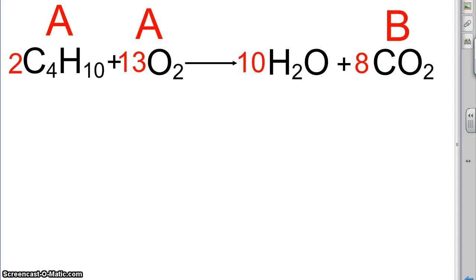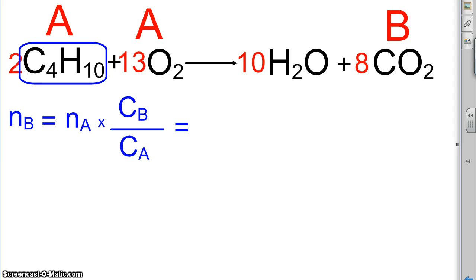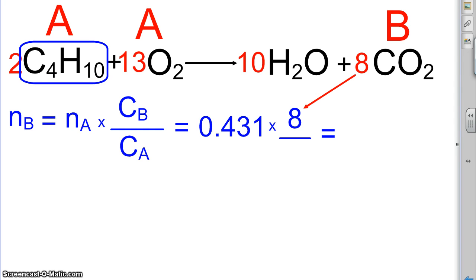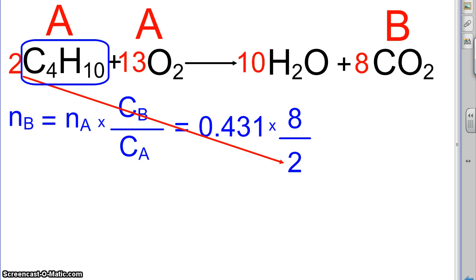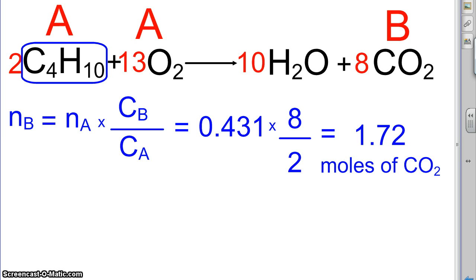So let's do this. Let's do butane first. So butane's highlighted there. There's our formula for moles of B. We're going to take moles of A times the coefficient ratio. So moles of A is 0.431. We just calculated that. The coefficient of B is 8. So we're going to take it times 8. We're going to divide it by the coefficient on A, which is 2. So 0.431 times 8 over 2 is 1.72 moles of carbon dioxide, which I believe is the same number we got when we did this problem before. But we're not done yet. We got to do everything twice.